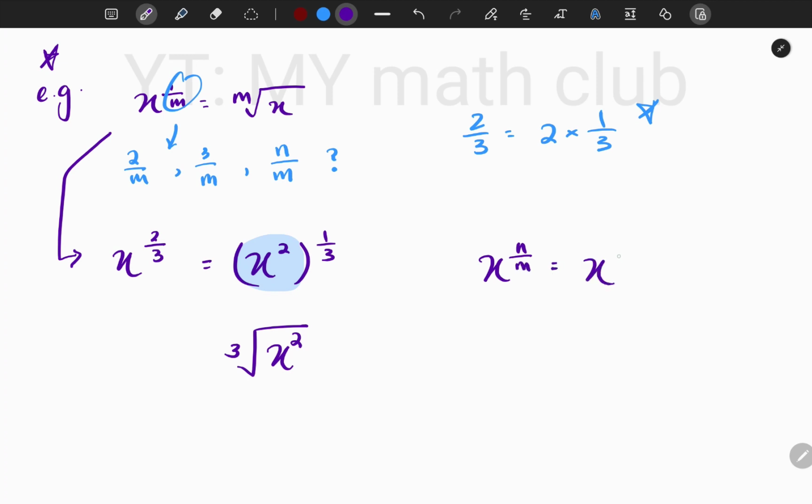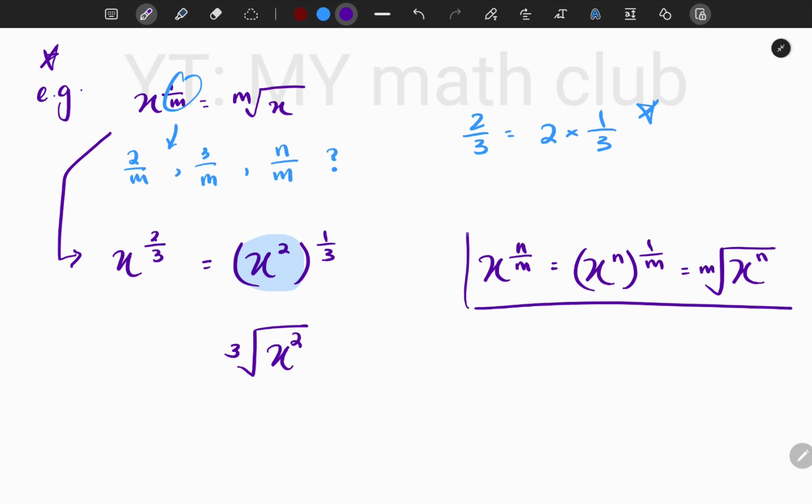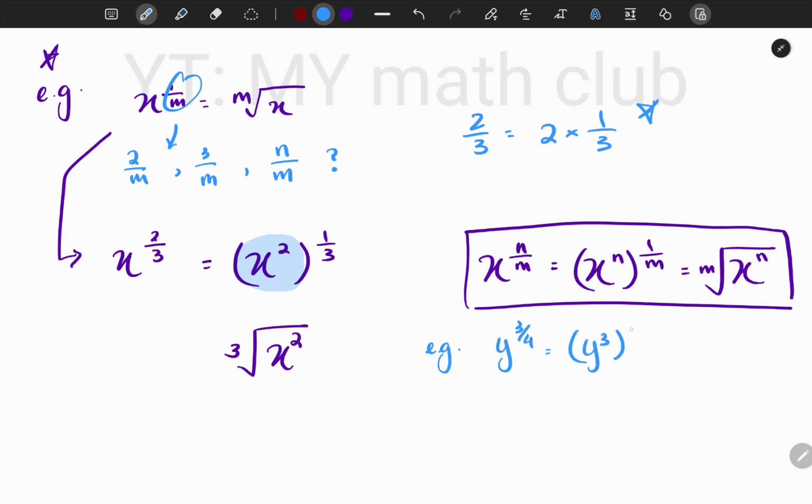So in general terms, we can say that x raised by the power of n over m is equals to x to the power of n multiplied by 1 over m. That is also just saying x to the power of n root by m, where m and n can be any number. Like, let's say, y to the power of 3 over 4 is y cubed to the power of 1 over 4, and so we can say y cubed root 4.